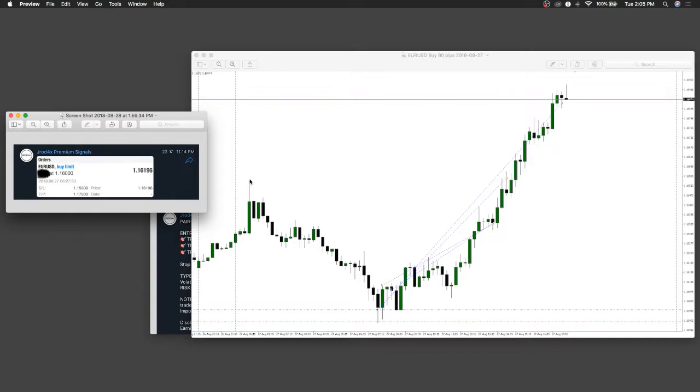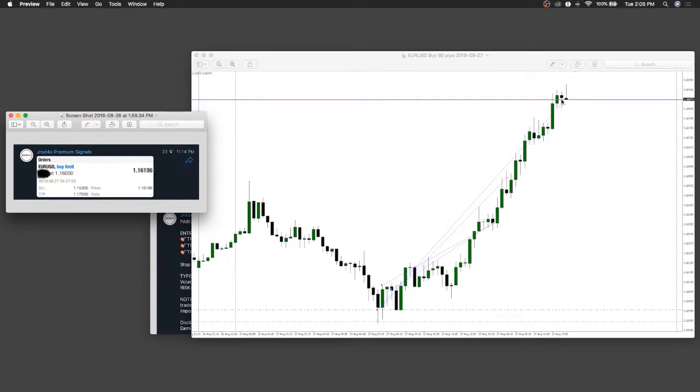So I scaled some of the position off here, and the two smaller positions that I added right here in this small consolidation, I scaled those out right here, once we swept above this intraday high and got back into this intraday ICT bearish order block. So it made the most sense for me to capitalize as much as possible and keep the majority of my position, which was down here, on for the higher targets, which was ultimately 1.1750.